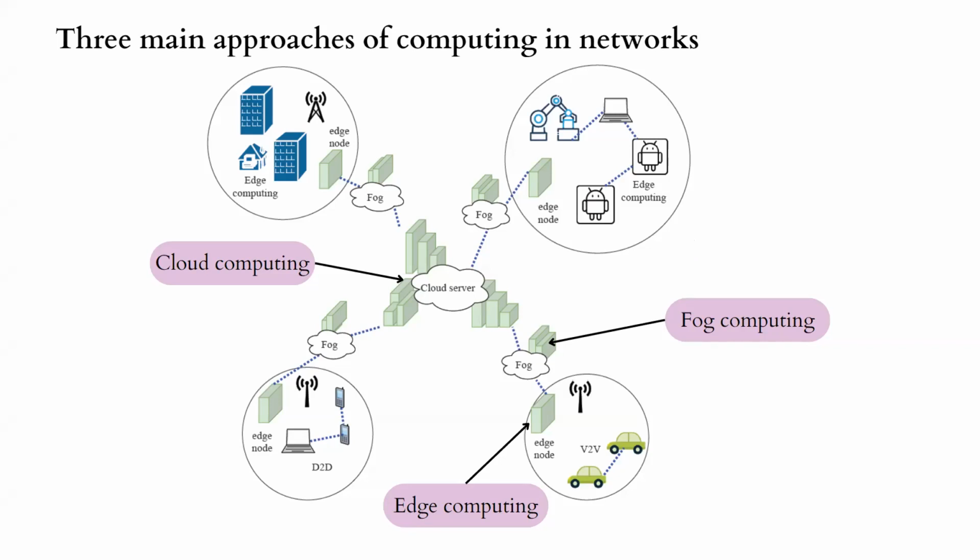Okay, so cloud computing, fog computing, and edge computing can be presented in a network as shown in this figure. These computing methods basically differ based on the location where we do the data processing. So cloud computing is done at the cloud service.